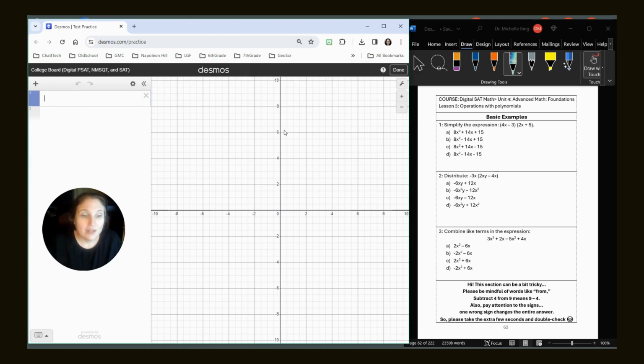All right, number 1, simplify the expression. Hopefully you remember the area model, or you remember FOIL, or you remember what I'm going to show you. Let's type in our f of x for our first function. We've got 4x minus 3, and we've got 2x plus 5.